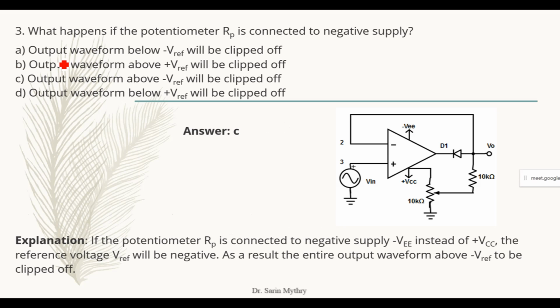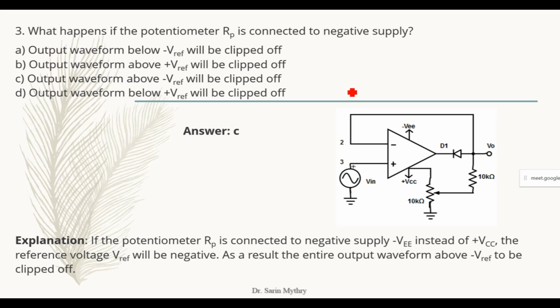Then the next one. What happens if the potentiometer RP is connected to a negative supply? Here, we know what a potentiometer is. A potentiometer is a kind of circuit which is used for checking potentials and varying different potentials, and you can also trigger with it. Why? Because it's a varying potentiometer.